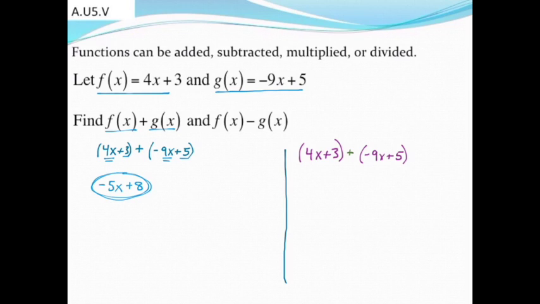And I can do that, but I have to change all the signs after this. So that would have to become a positive 9x, and that would have to become a negative 5. If I do this, I'm just going to now go ahead and add up like terms again. So I've got 4x plus 9x now. That becomes 13x. And then I've got a positive 3 plus a negative 5, and that will add up to negative 2. So 13x minus 2 becomes the difference of those two functions, f of x minus g of x.